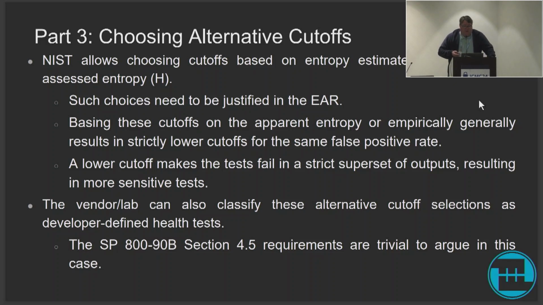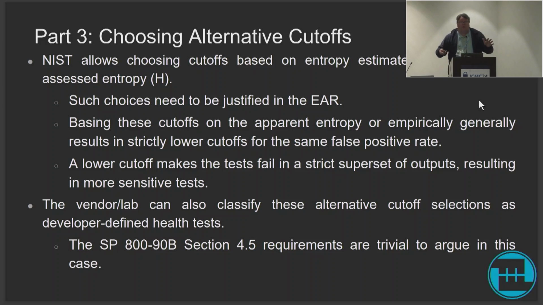Okay, now the end result is that when you use these alternate approaches, the particular cutoff you choose is almost necessarily considerably lower than the one suggested by the 90B procedure. What that means is you can easily argue that any failure the 90B procedure cutoffs would find, this would also find, because it's a lower cutoff. You can quite clearly show that the failure conditions are essentially a strict superset when you choose a lower cutoff.